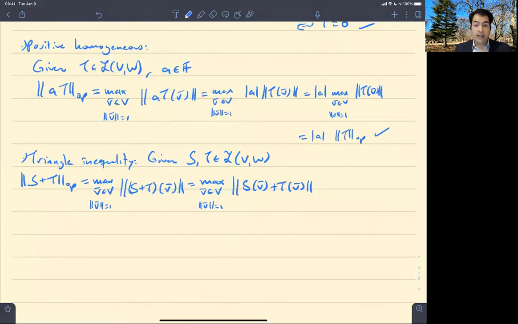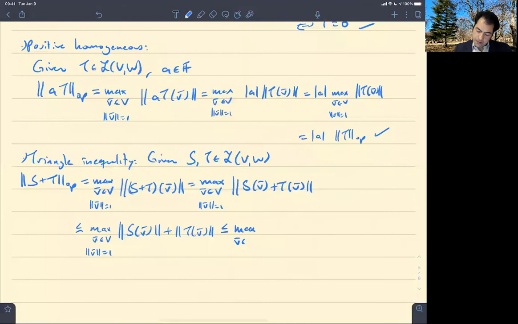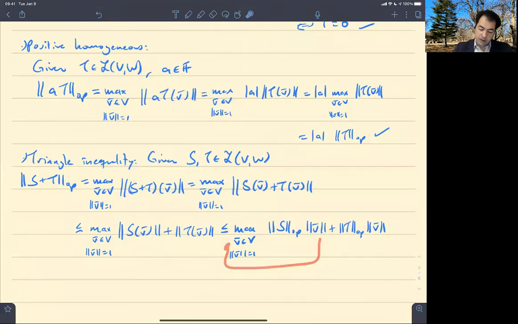Now we can use the triangle inequality inside W to see that that's bounded above by the maximum among unit vectors of the size of S of V plus the size of T of V. Now we're going to use what we talked about right before stating the theorem to bound each of these by the operator norm of S times the norm of V plus the operator norm of T times the norm of V. Now I have a common factor of the norm of V, and just like we did over here, we can pull that out of the maximum because everybody in sight is non-negative.